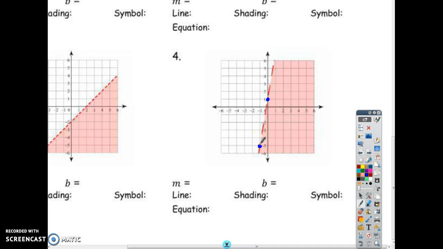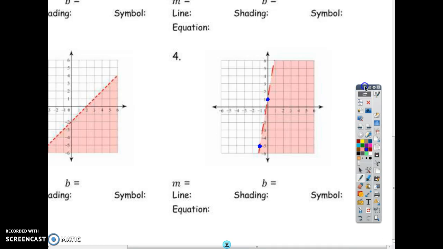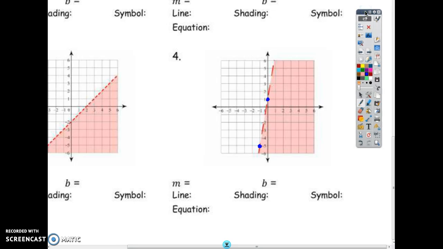Okay, so make sure you put those dots on your paper. And remember, we're going from left to right. And we need to fill out most of these things. So 1, what type of line is this? It's dashed. So right here where it says line, we're going to put dashed. Okay? And what type of shading? Is it above the line or below the line?